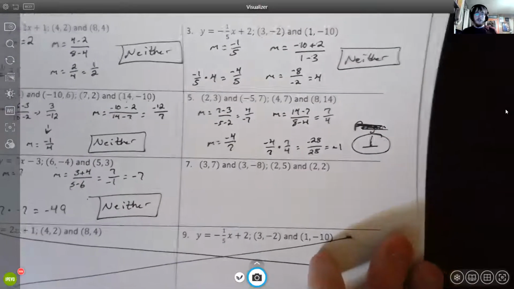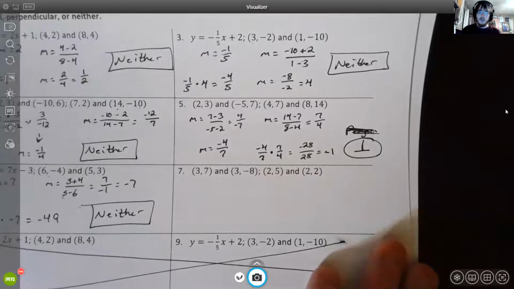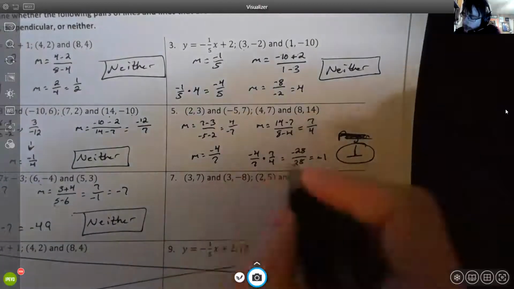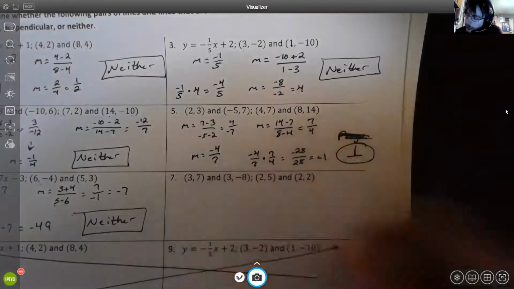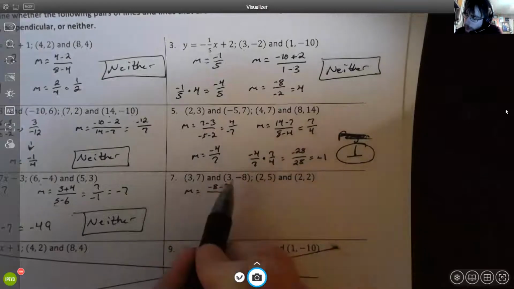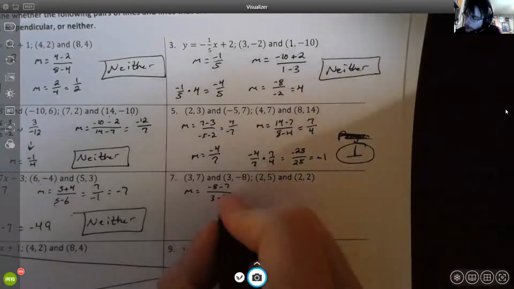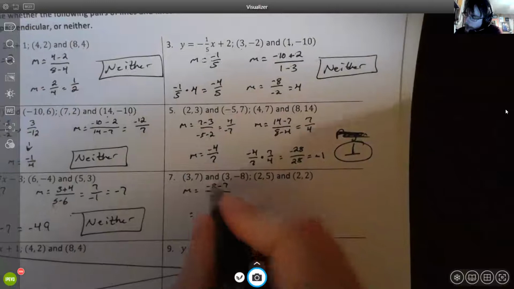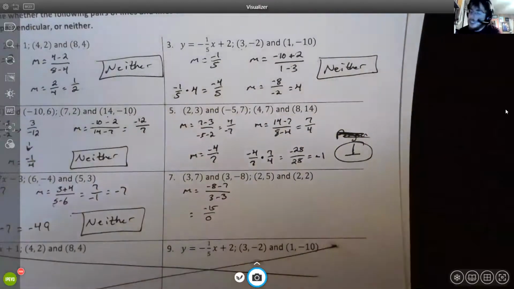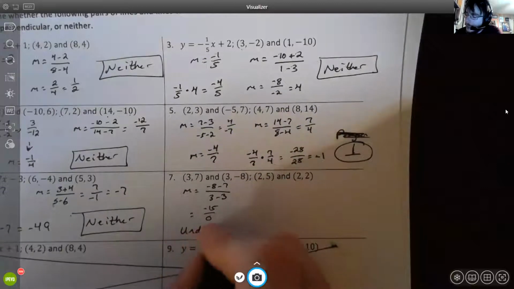And number 7, you have (3, 7) and (3, -8). So we have (3, 7) and (3, -8). So you have negative 8 minus 7 over 3 minus 3. If you simplify that, you get negative 15 over 0. You cannot divide by 0, so this is undefined.